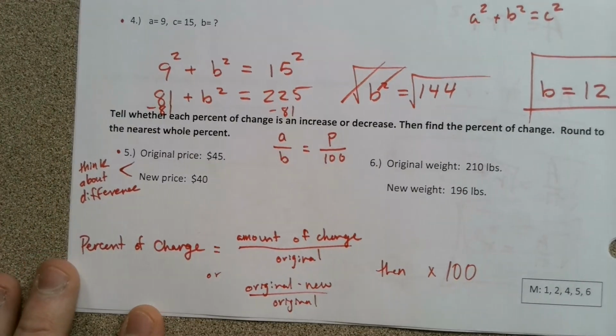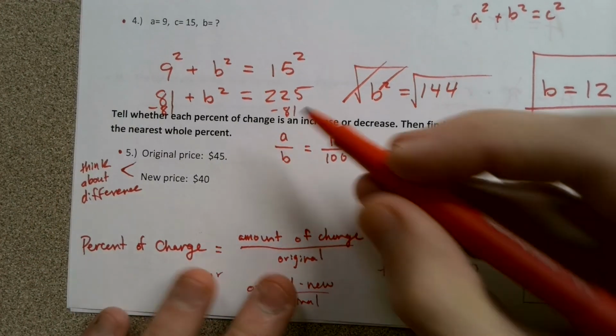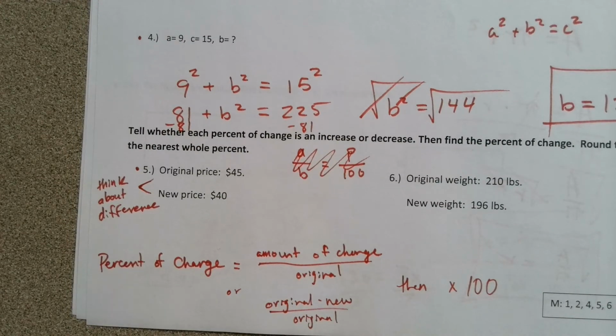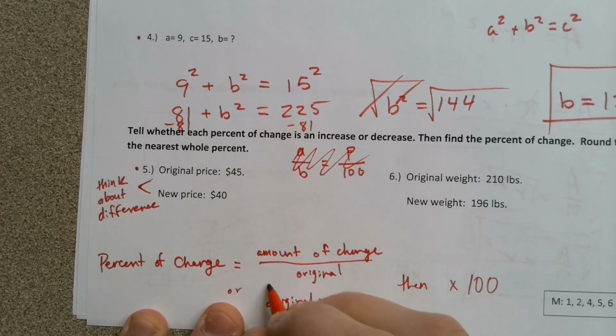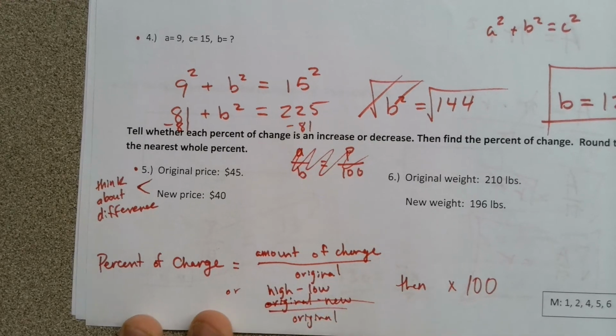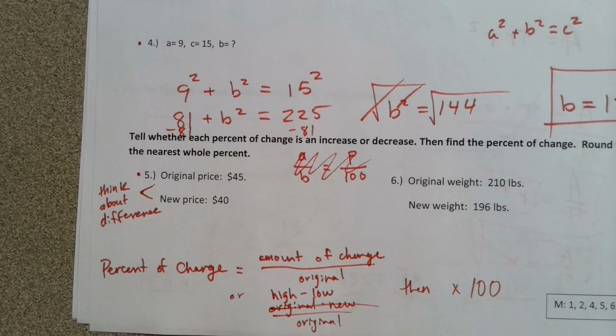All right. On to number 5. Oh, I shouldn't have this here. It's an old formula. We're looking at original price and new price. This was our last lesson. We did earlier this week, actually. So we have our formula I wrote down here for us. We have amount of change divided by original. Original minus new. I actually want this to be high minus low instead of original minus new. High minus low divided by original. And then we're going to multiply this by 100 because it's going to give us a decimal.